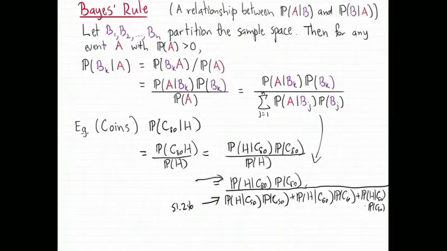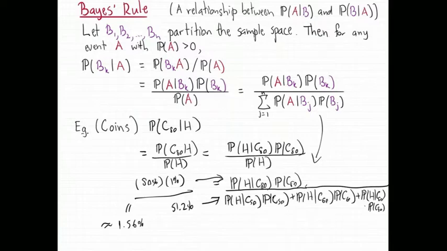The numerator up here is the probability of heads given that it was C80. The probability of heads given that we chose the heavily biased coin, which by definition is 80%, times the probability that it was the heavily biased coin, which was 1%. So I have to multiply 0.8 times 0.01, divide it by 51.2%. And when you do that, what you get is about 1.56%.